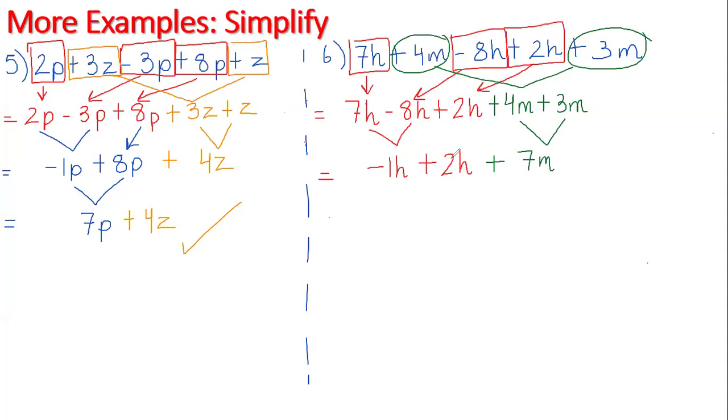Oh, and then negative 1H plus 2H is very good. It's going to be equal to positive 1H. Very good. Plus 7M. Indeed, we know that 1H is the same thing as H. So it's H plus 7M.